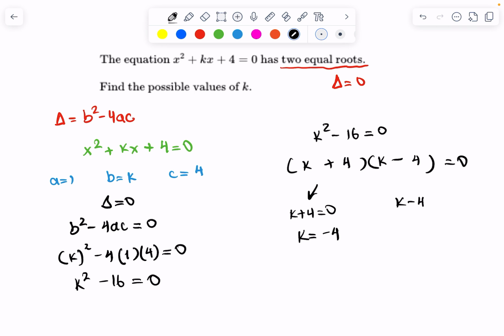Okay, so the zero product property states that when two factors equal 0, the two possibilities are that each factor is equal to 0. And so that's what I'm doing here, and then isolating for the variable. So in other words, k could be either positive or negative 4.